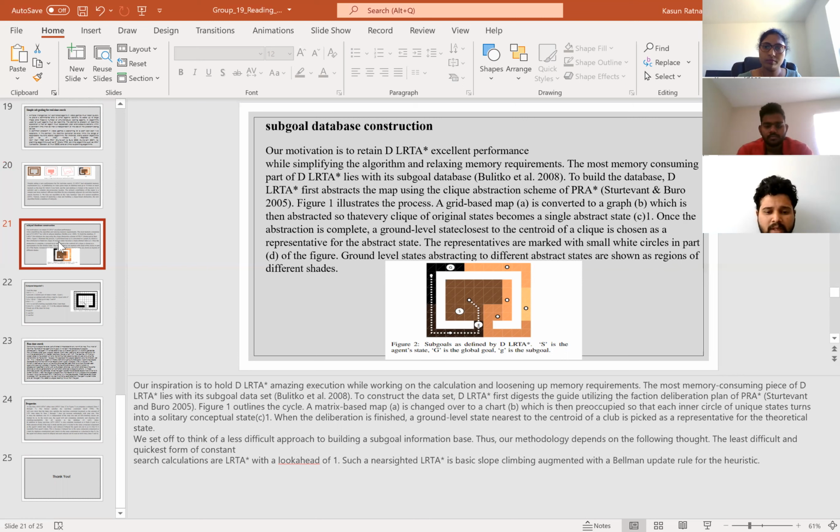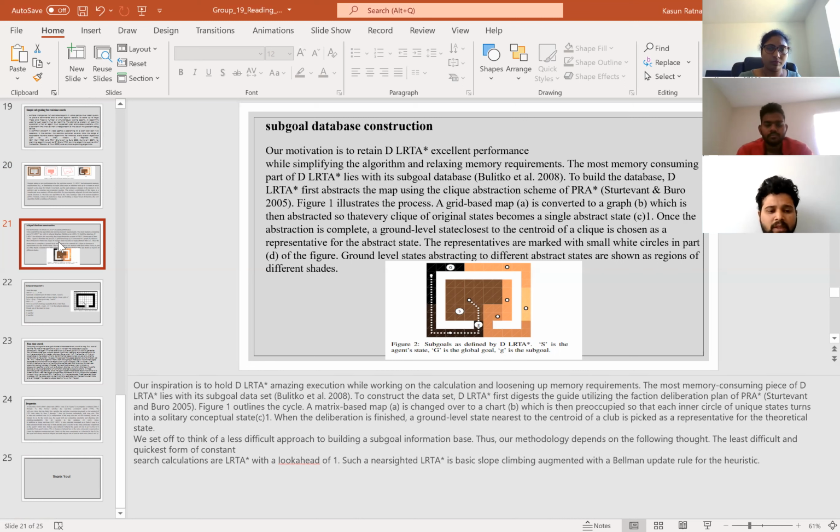To construct the database, D LRTA* first abstracts the map using the clique abstraction scheme of PRA*, and figure 1 illustrates the process. A grid-based map is converted to a graph, which is then abstracted so that each clique of ground-level states becomes a single abstract state. When the abstraction is finished, the ground-level state nearest to the centroid of a clique is picked as a representative for the abstract state.